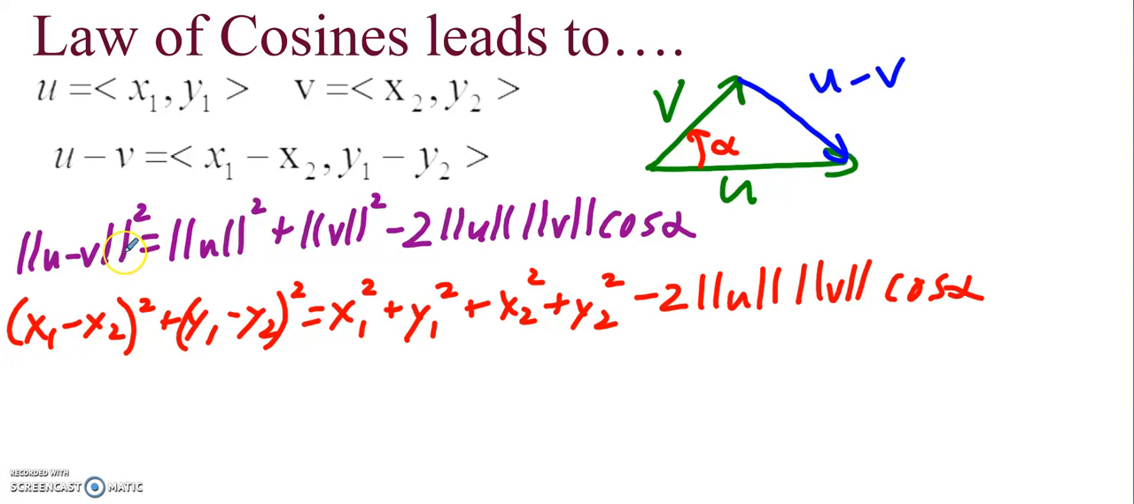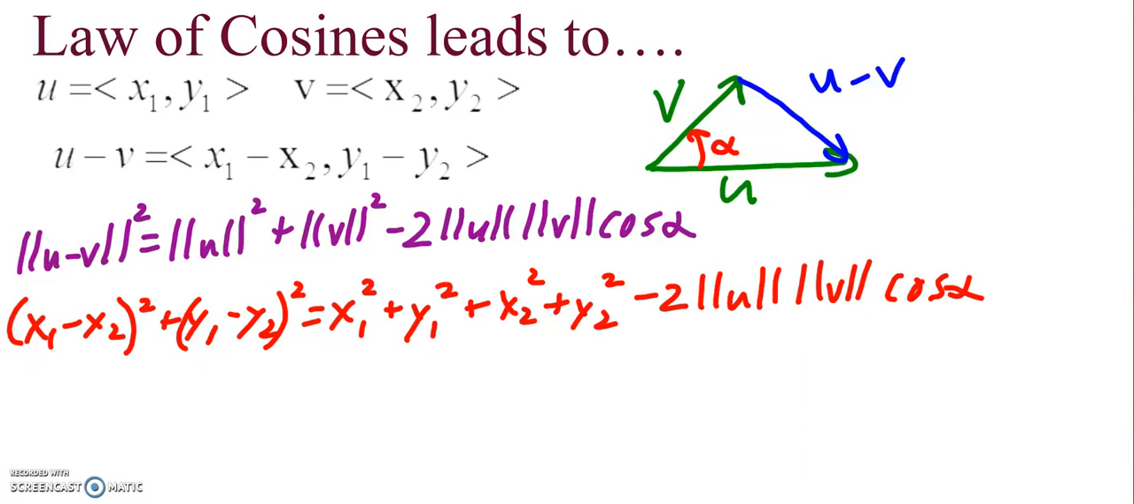All right, so the magnitude of u minus v squared is (x1 minus x2) squared plus (y1 minus y2) squared. Magnitude of u squared is x1 squared plus y1 squared. Magnitude of v squared is x2 squared plus y2 squared. And then this part stayed the same. So now we are going to reduce a little bit.